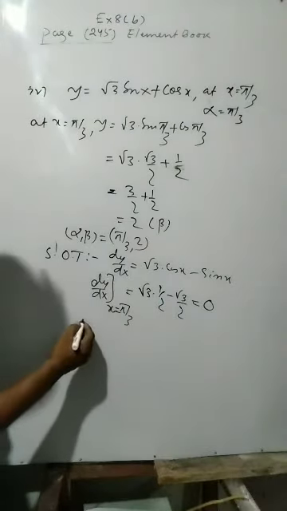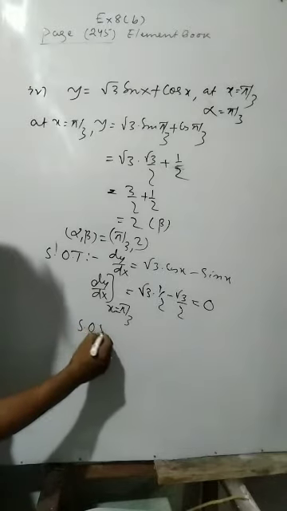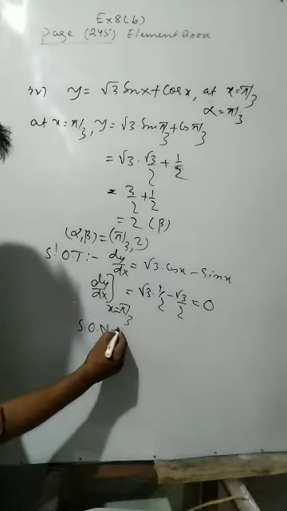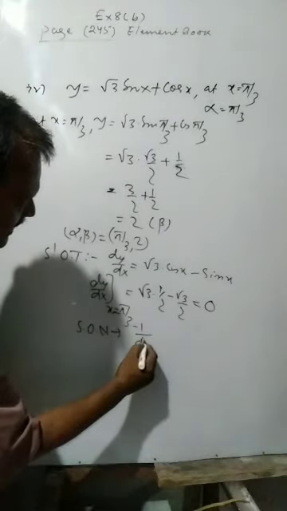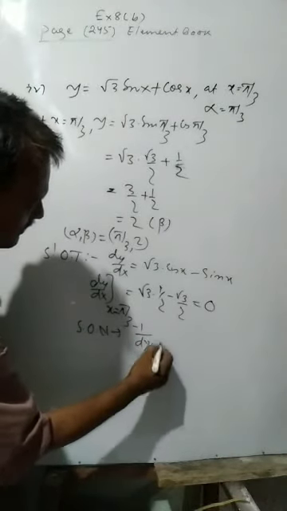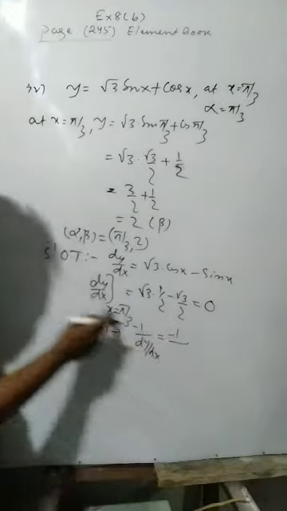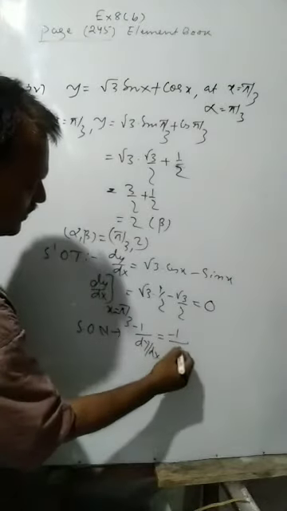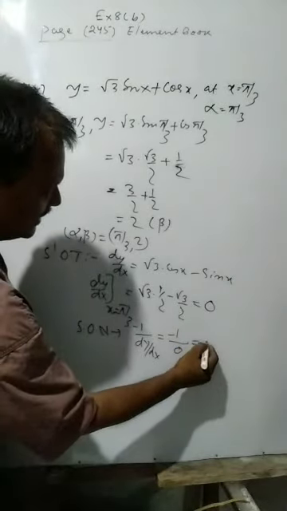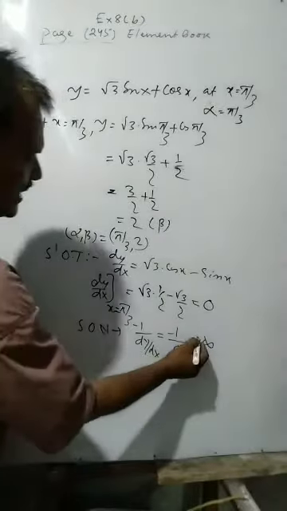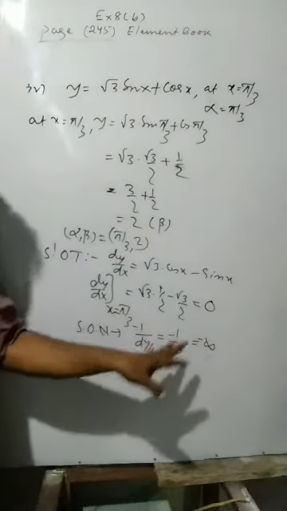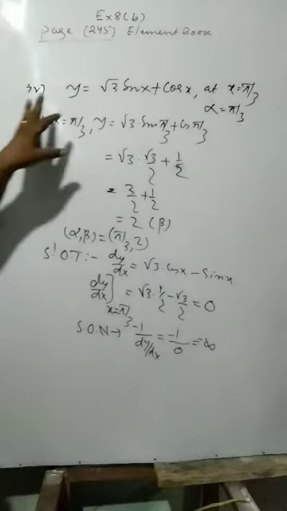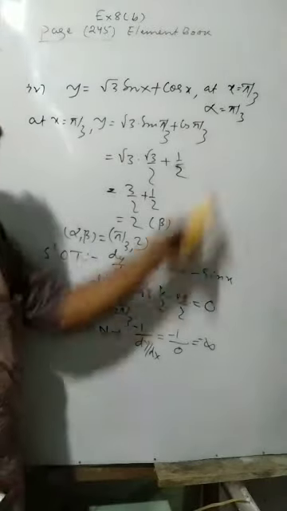Next, the slope of the normal, SON. The slope of the normal is minus 1 by dy by dx. The formula is this one. Minus 1 by dy by dx, with dy by dx equal to 0, gives minus infinity or infinity. So minus infinity or infinity. Okay, so the slope of the normal and the slope of the tangent came, and also the alpha beta point.